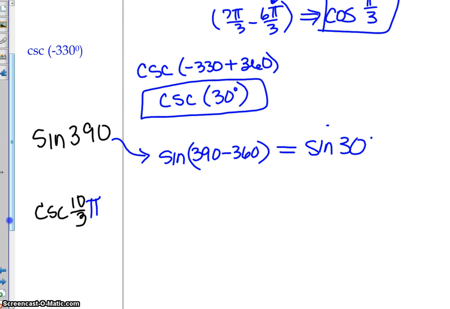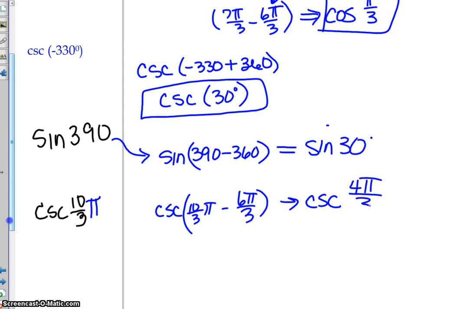I didn't have that right. All right, we need to take away cosecant of 10/3 pi. Let's take away 2 pi, take away a rotation. 2 pi, I'm just going to replace it with 6 pi over 3. So what I have for an answer is we're talking about the cosecant of 4 pi over 3.